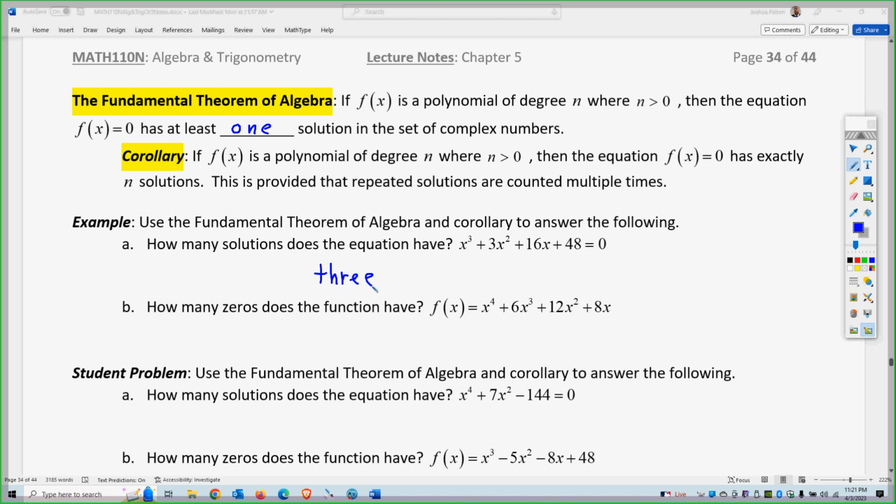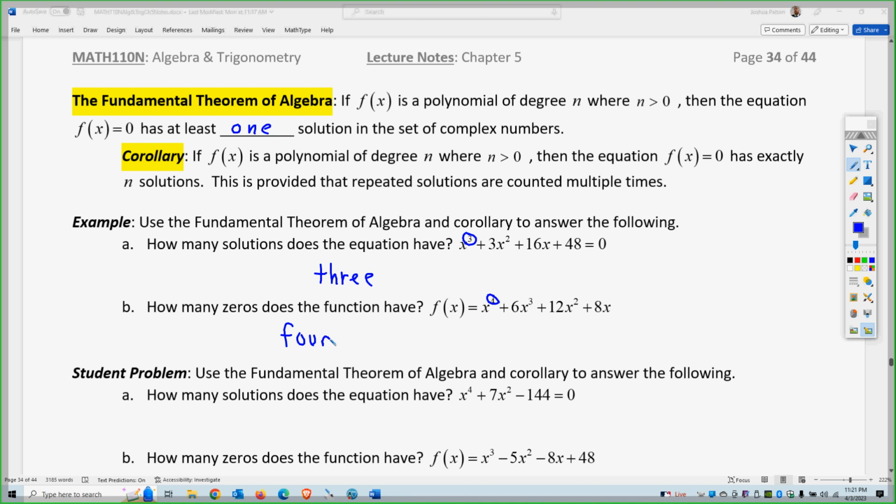Those solutions might be real or imaginary. They might be rational or irrational. We don't know in the real. We have to solve that out. So the next one, how many zeros are there? There's going to be 4. Those zeros might be real or imaginary, rational or irrational.